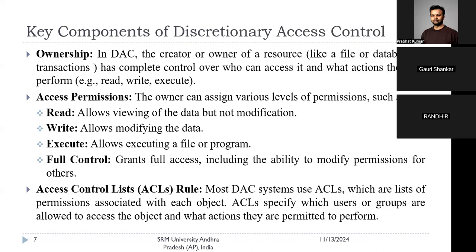So suppose user one is the owner of that particular transaction, then user one can read the data, write the data, execute the data. I mean, full control of that particular data is there with the owner. The other two users can have read permission only, or maybe one user will have write and read permission, other user will have read permission. So that all set of permission will be given by that owner.